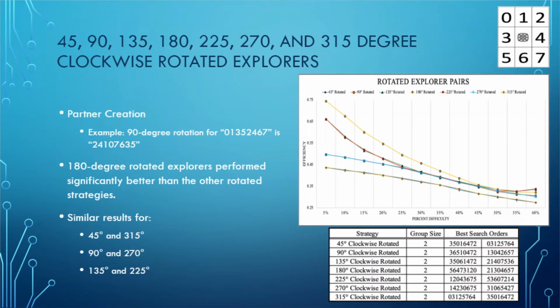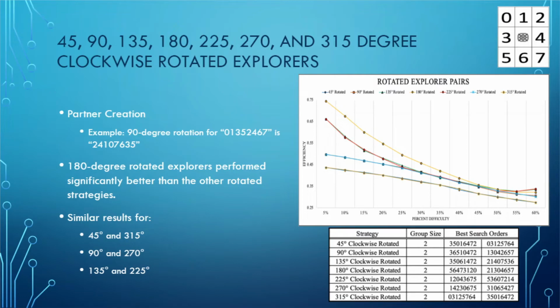To create a rotated explorer, you take the original strategy and rotate it using the image on the top right by the degree in the name. For example, a search order that started with 0, rotated 90 degrees, would now start with 2. In the figure on the right, we can see 180 degree rotated explorers did much better than the other strategies. This was because the two explorers would go to opposite ends of the maps and slowly work towards the center, reducing the amount of time that the explorers were exploring tiles that the other explorer already mapped.